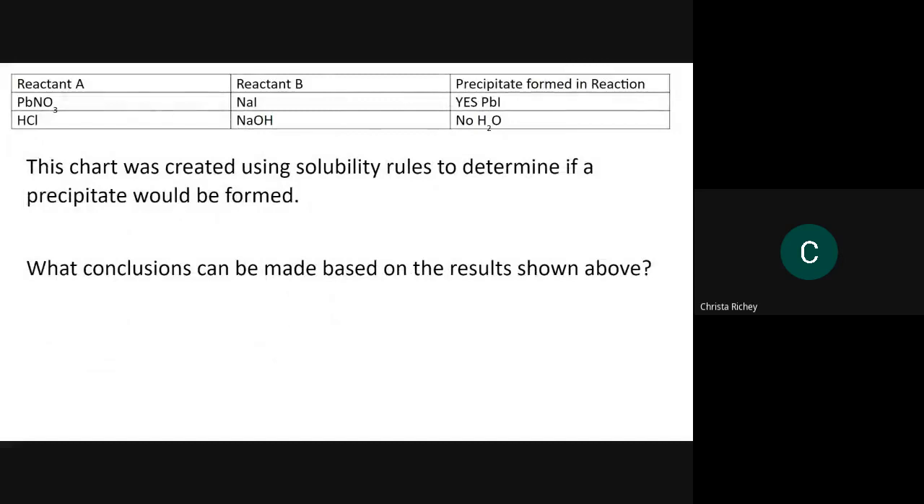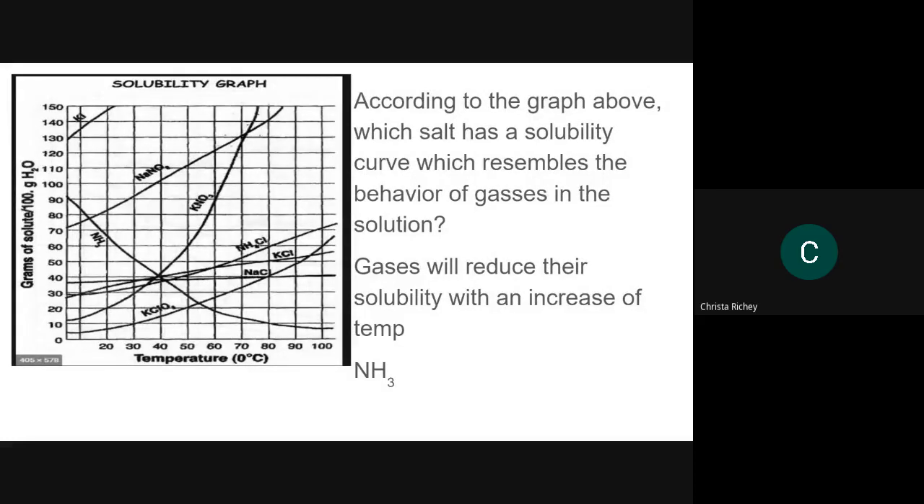But I just haven't seen it. We've got these compounds. It says that this chart was created using a solubility rule. It's the ammonia. It's the only one that goes down from left to right. All the other ones are increasing in solubility, which is the opposite of what a gas does.